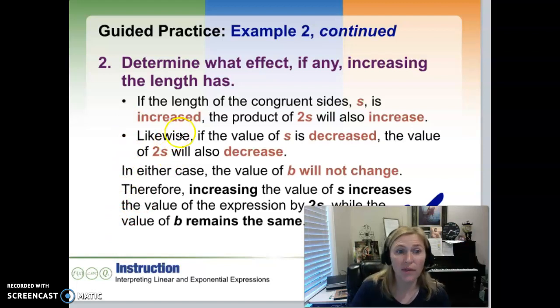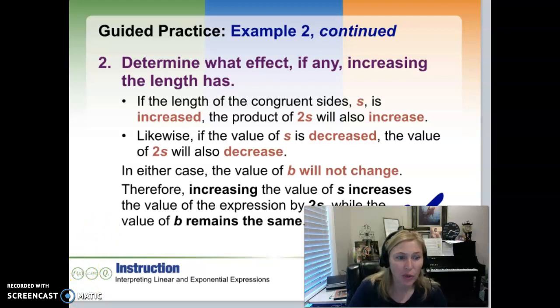Now, determine what effect, if any, increasing the length has. So if the length of the congruent sides s is increased, the product will also increase. If s is decreased, the product will decrease. But in either case, the value of b will not change. And that was the important part, right? Because it was 2s plus b.